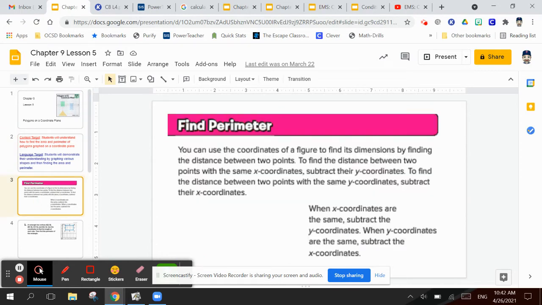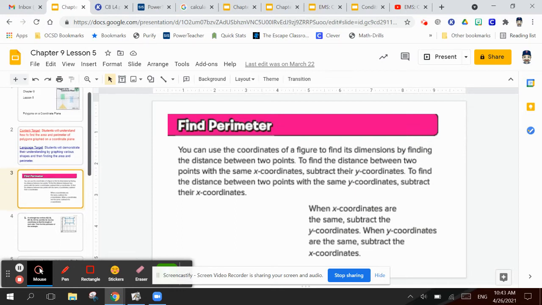To find a perimeter, you can use the coordinates of a figure to find its dimensions by finding the distance between 2 points. To find the distance between 2 points with the same x coordinates, subtract their y coordinates. To find the distance between 2 points with the same y coordinates, we want to subtract our x coordinates.